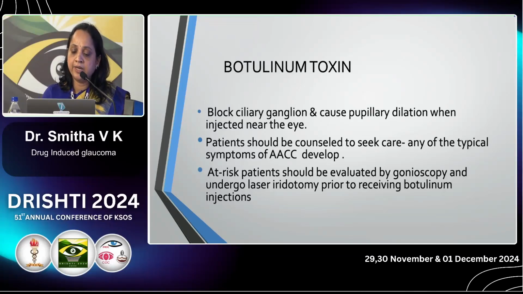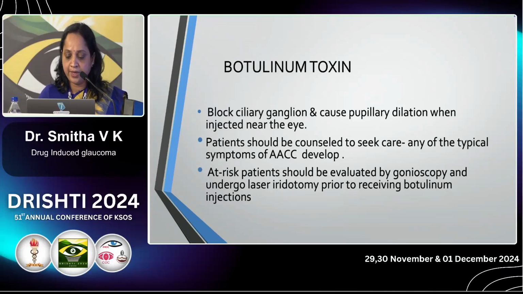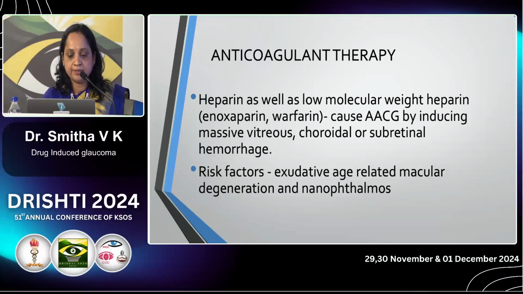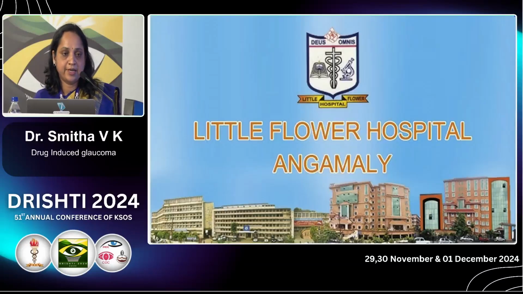So the patient should be counseled to seek care if any of the typical symptoms of angle closure glaucoma occur. An at-risk patient should be evaluated by gonioscopy and should undergo laser PI prior to receiving botulinum injections. Anticoagulants cause massive vitreous, choroidal, or subretinal hemorrhage and cause forward movement of the lens-iris diaphragm. The risk factors include exudative ARMD and nanophthalmos. Thank you.